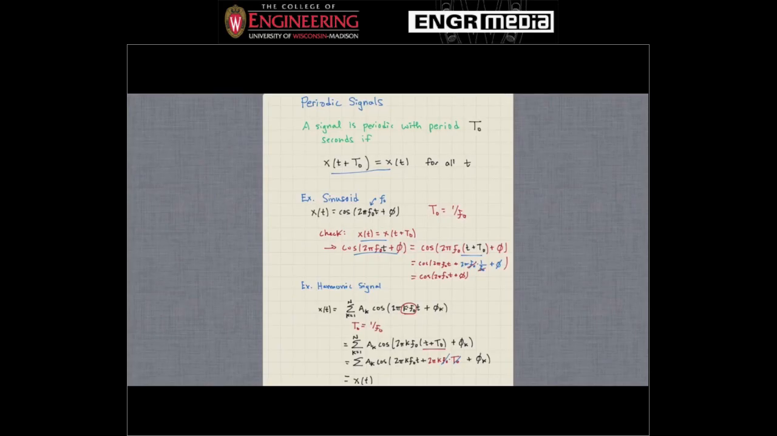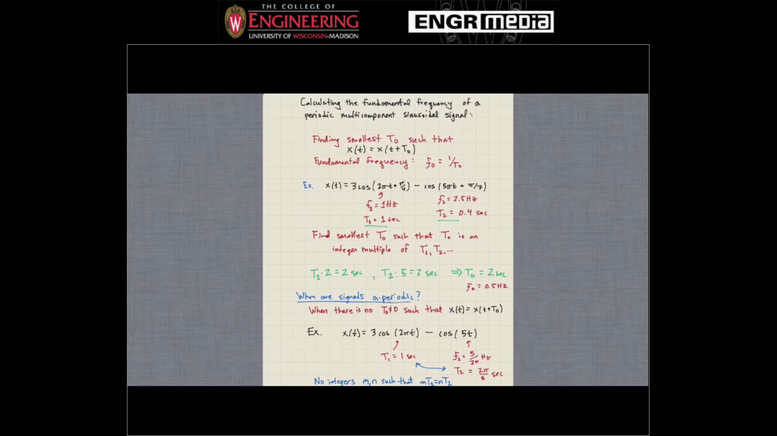Then, of course, all of these components, these 2 pi k, we can ignore all of those, and we can just essentially x out this whole term, right? And we're just left with the original signal. So indeed, harmonic signals are periodic.